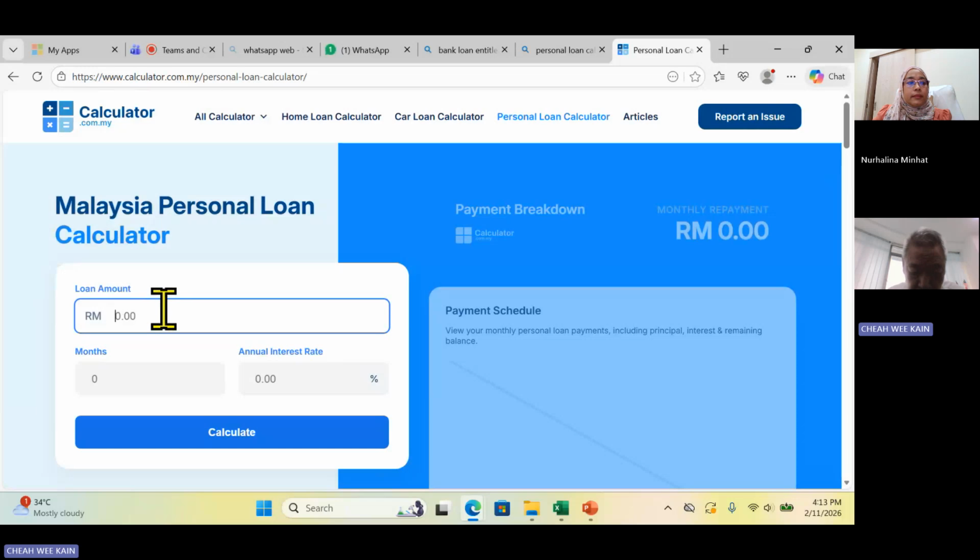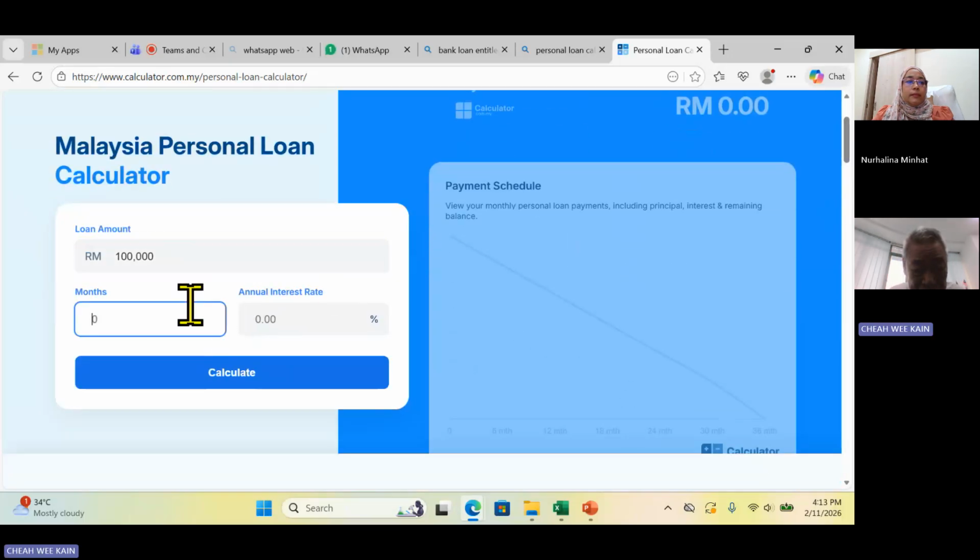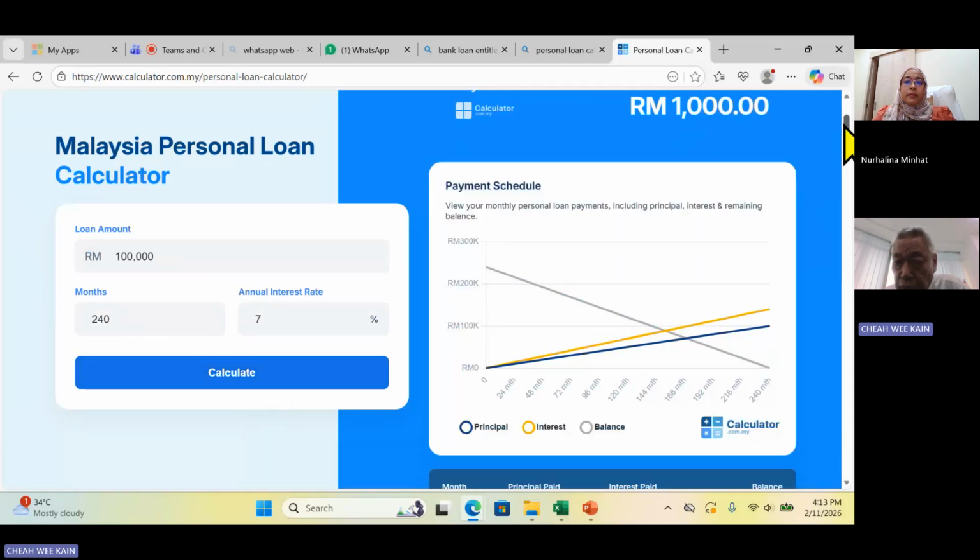Okay, so let's say, for example, you want to lend 100K. And let's say you want to pay over 10 years, so 240 months. And the bank interest rate, let's say, is 7% roughly. Okay, so they will calculate.